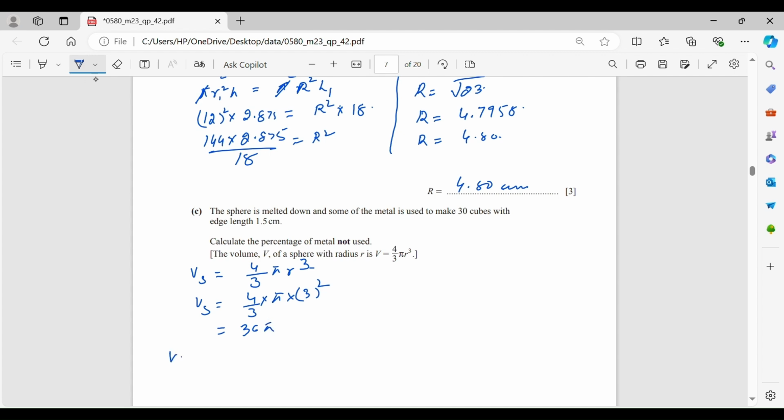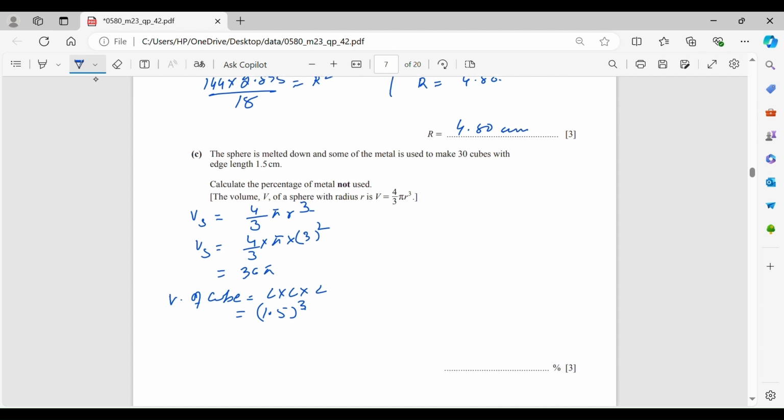And the volume of a cube is equal to length into length into length, which is equal to 1.5 cube. So the volume of 30 cubes is equal to 30 into 1.5 cube. We will use the calculator for this, and this will be equal to 101.25.